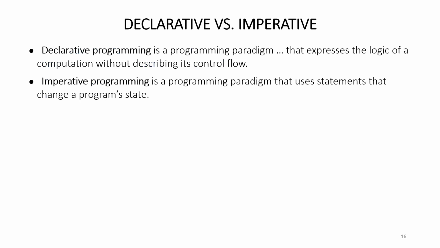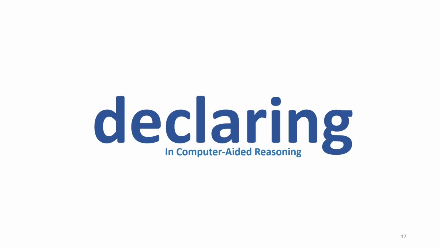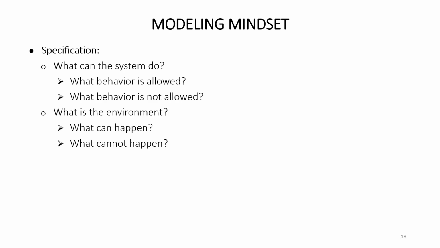Okay, so in declarative programming, just the same slide, we express what we want without giving the control flow, and in imperative we do this step by step, giving the control flow. So now we're looking a little bit more at declaring and a modeling mindset. So what would we want to specify? We need to specify what can the system do, what behavior is allowed, what behavior is not allowed.